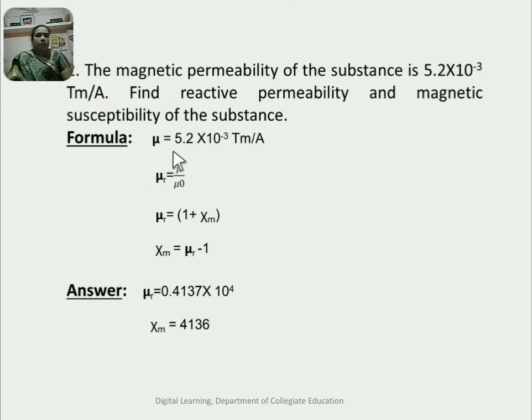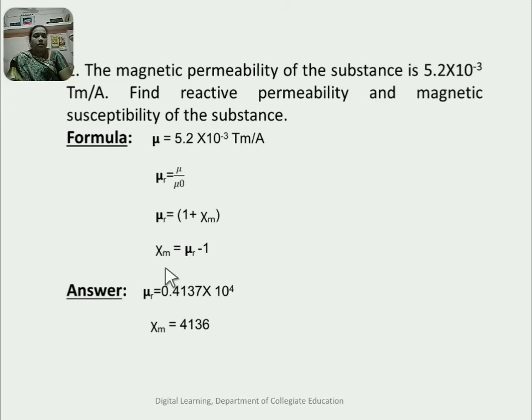First, the given data is mu is equal to 5.2 into 10 to the power minus 3. Here we have to calculate the relative permeability, which is given by the formula mu r equal to mu by mu naught. But it is also expressed, as we know, that mu r is calculated by the formula 1 plus psi m. Then psi m is equal to mu r minus 1. Mu is given here. The mu naught value is 4 pi into 10 to the power minus 7. After substituting these two values, we get the answer for relative permeability.